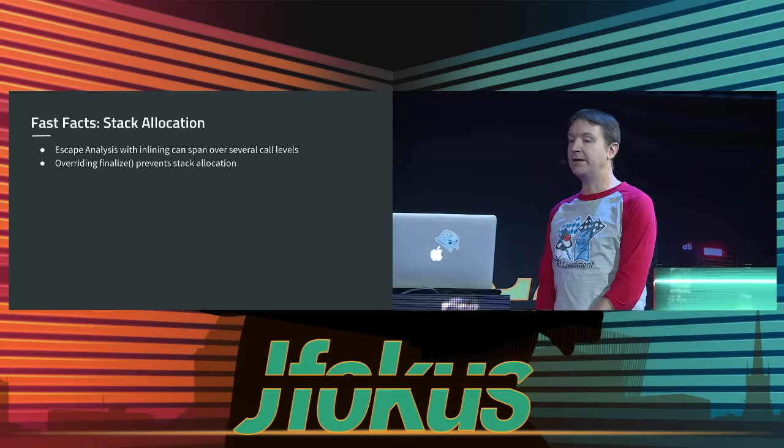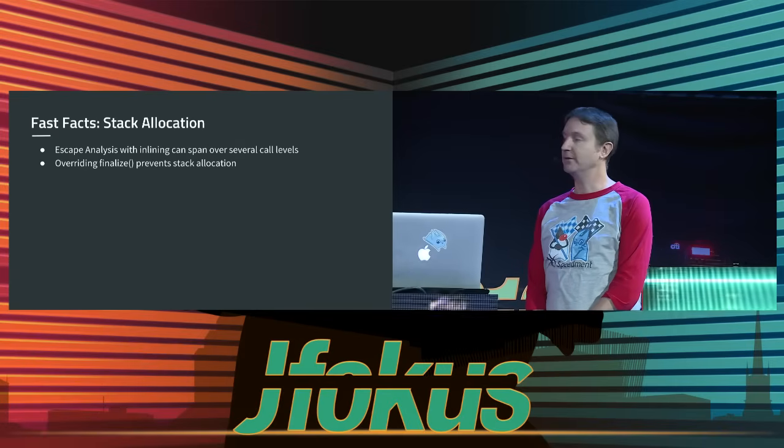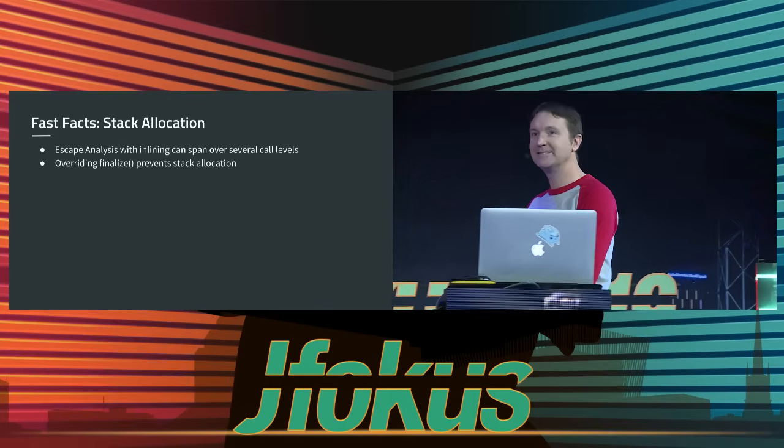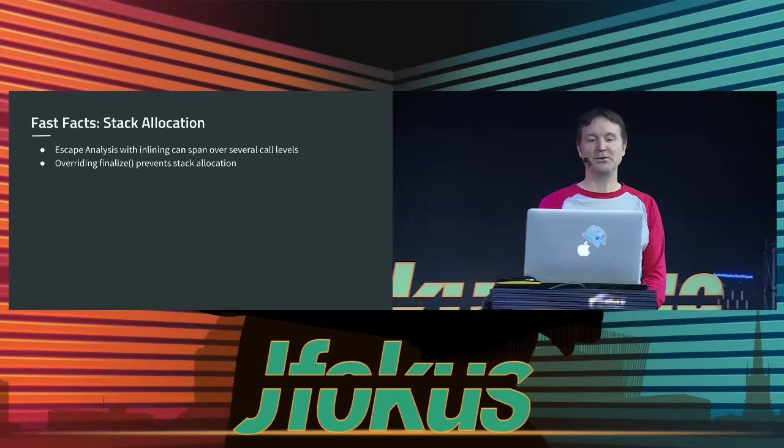If you're overriding finalize, this prevents stack allocation. And why is that? Anyone knows that? It's because the finalization is done by another thread. So if you override finalize, then the compiler will determine that this is identifiable from another thread, and thus it can't be allocated on the stack. So many people have said stay away from finalize, and this is yet another reason to stay away from that.